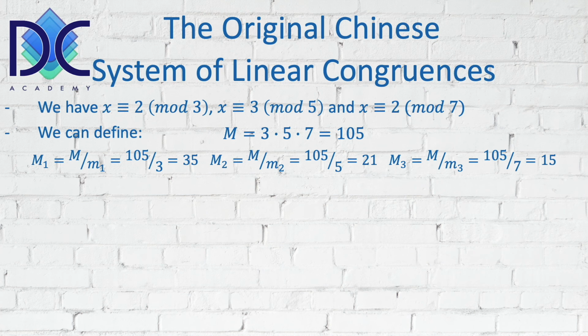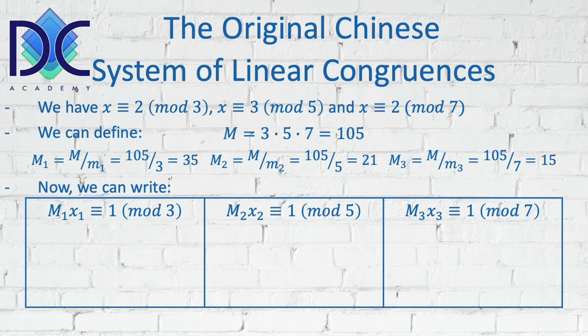So this is the first element that we can do. And now we can write that we have capital M1 x1 is congruent with 1 modulus 3, M2 x2 is congruent with 1 modulus 5, and capital M3 x3 is congruent with 1 modulus 7. Let's start with the capital M1.